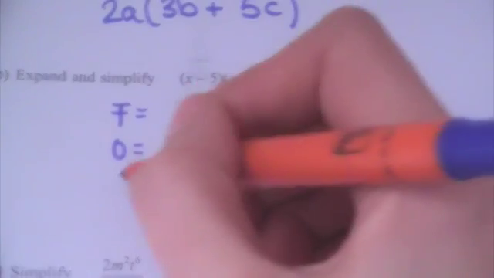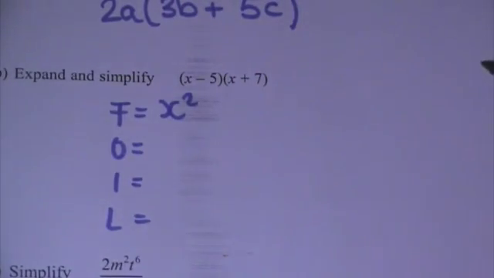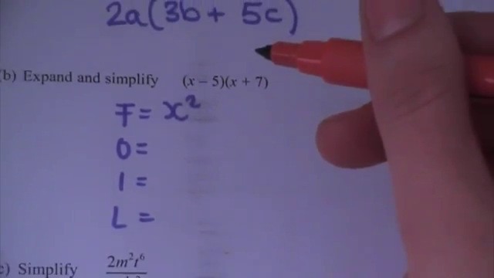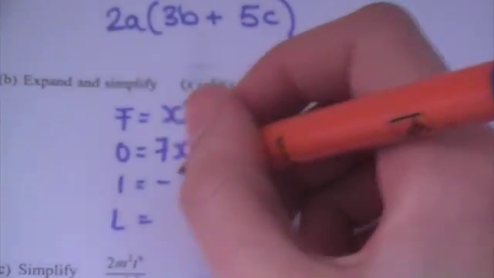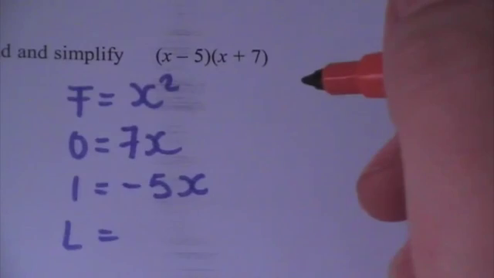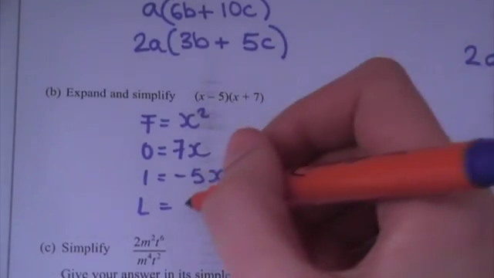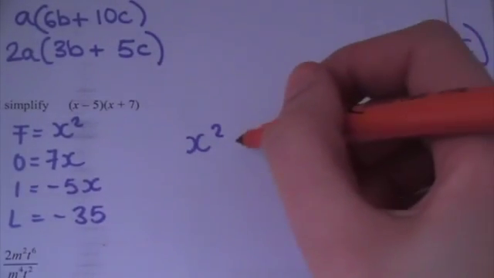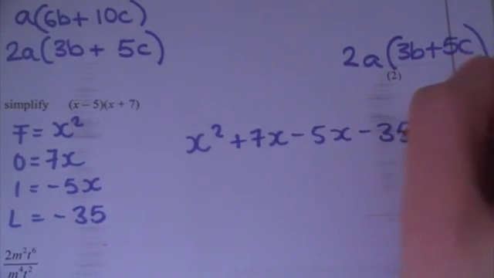Expand and simplify. So there's many methods. I'm going to use FOIL. First, outers, inners, last. So first times first would be x squared. Outer times outer, so that's plus 7 times x, which would be 7x. The inners, so that's minus 5 times x, minus 5x. Last times last, minus 5 times 7 will give me minus 35. So if I was to write all of those out, x squared plus 7x minus 5x minus 35.